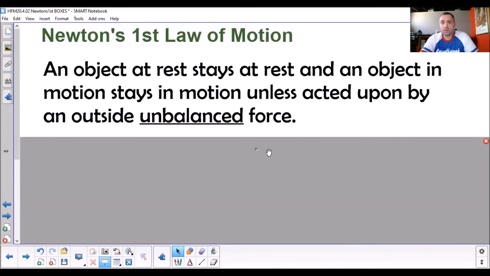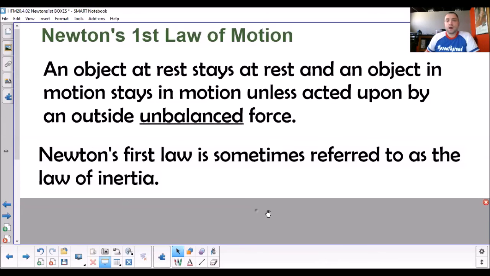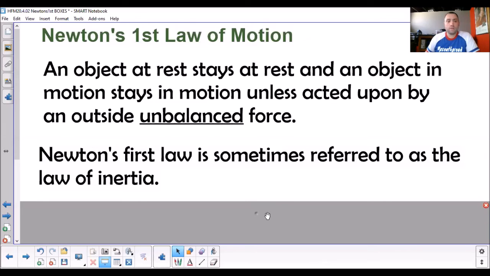You roll something across the floor, it might roll for a while, but it eventually stops. You slide something, it stops. Well, the idea is because there's an unbalanced outside force, friction, which slows it down. So his theory was that if there was no friction, it would move on forever. And this is often called the law of inertia.